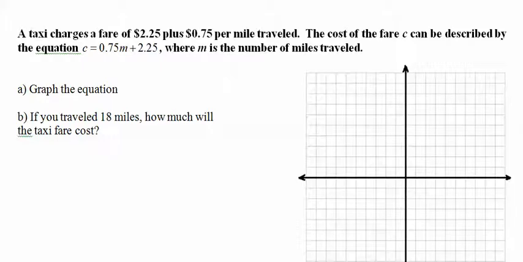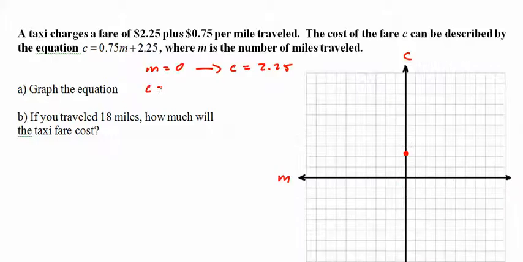Let's graph it. When m equals 0, c equals 2.25. So this is c, kind of like a y, equals blah, blah, blah, kind of like an m. So our ordered pair is 0 on the m, 2.25.